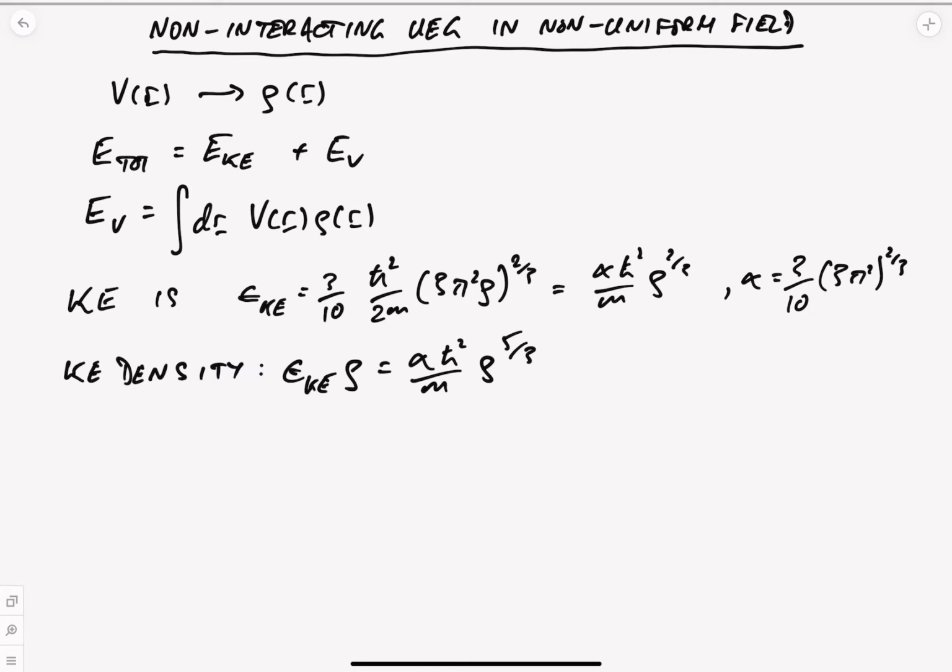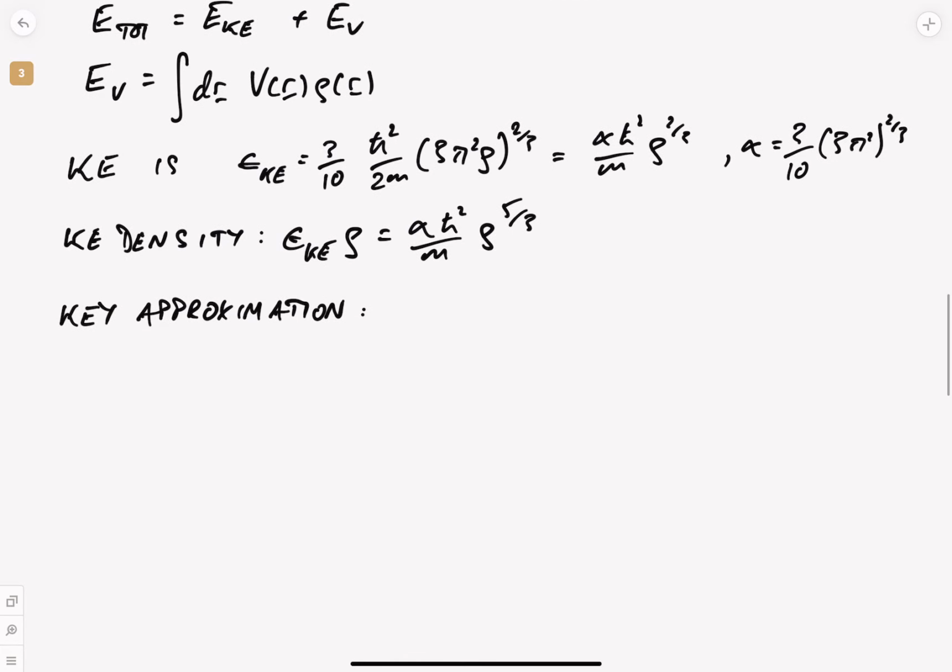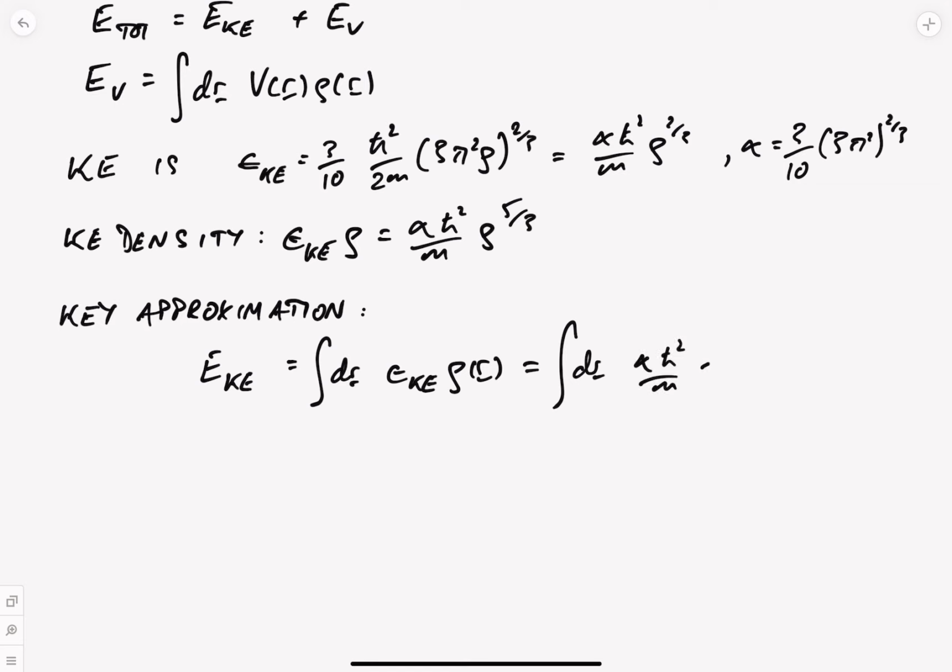Now the key approximation for Thomas-Fermi theory is to assume that we can do something very similar to the potential energy, and we can write the kinetic energy Eke as the integral over the system of the kinetic energy density epsilon Ke of rho of R, which of course is just the integral dr alpha h bar squared over m rho of R to the 5/3. So this is a very interesting approximation.